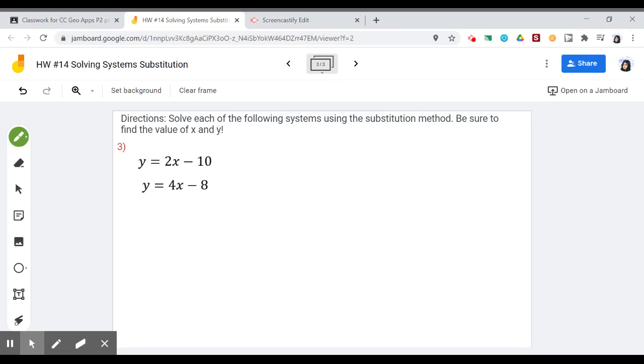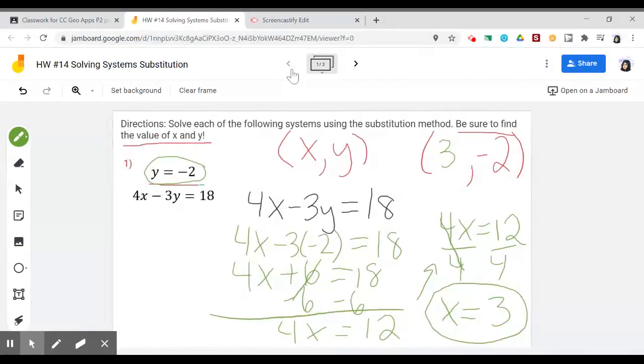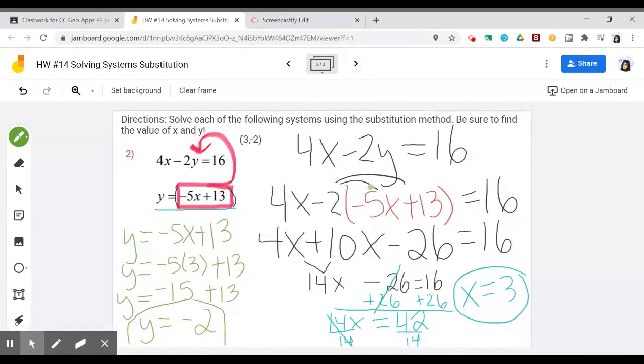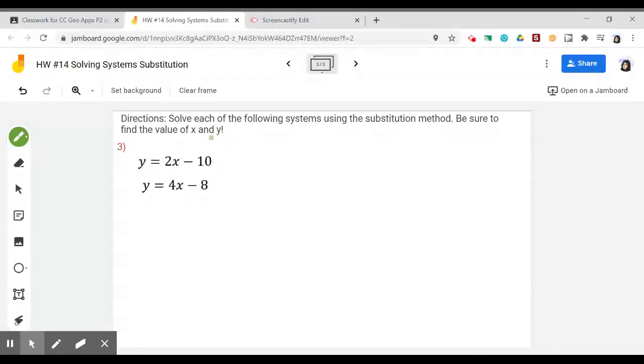So for this final example, okay, again, we're solving our system using substitution. But our problem looks a little bit different here, okay? In our previous examples, we had y alone in one equation, and then the other equation in standard form. Same thing over here, y was alone, and our other equation was in standard form. But here, y is alone for both equations. So our form of substituting is a little bit different, okay?